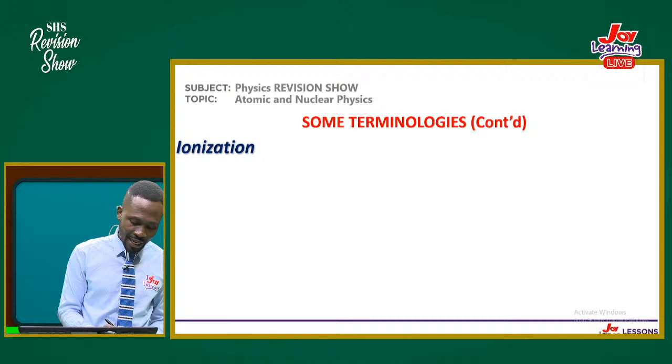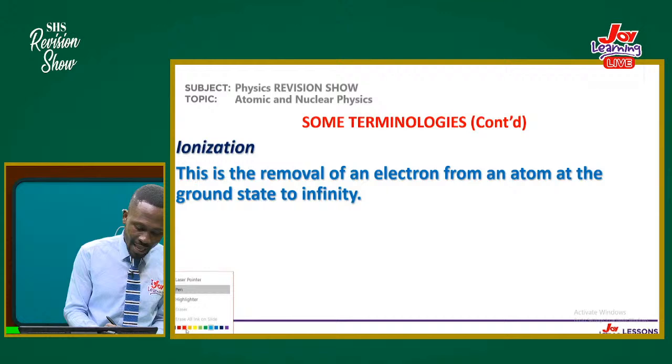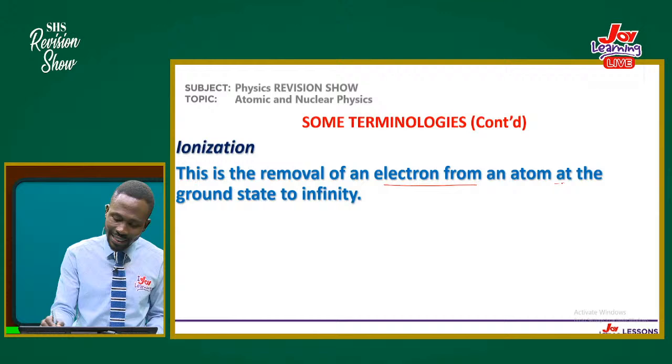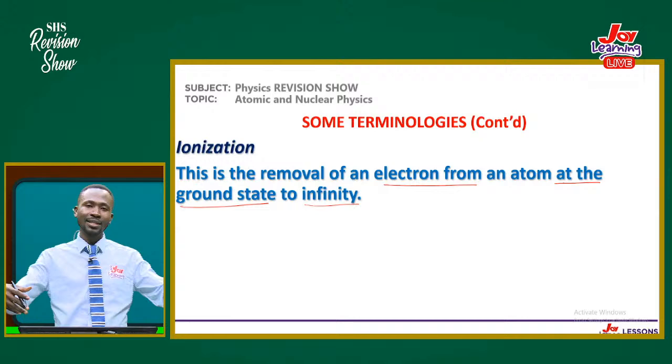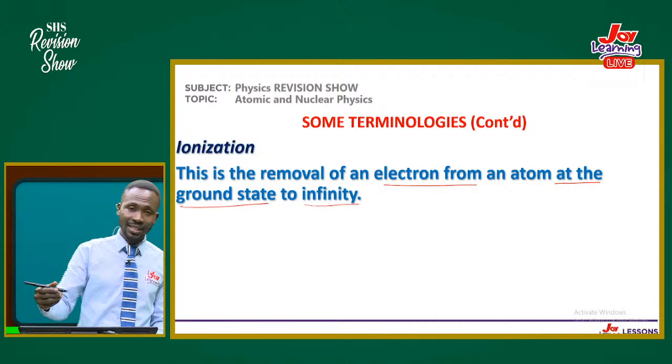Ionization. When do we say there's an ionization of the atom, or we have ionized the atom? When we pick up an electron from the atom. And take note here, it should be from the ground state to infinity. So you have an atom at the ground state. You pick up an electron from the atom at the ground state to infinity, like as if you have thrown it away. Take it away to infinity. We say that you have ionized the atom, or there is ionization.